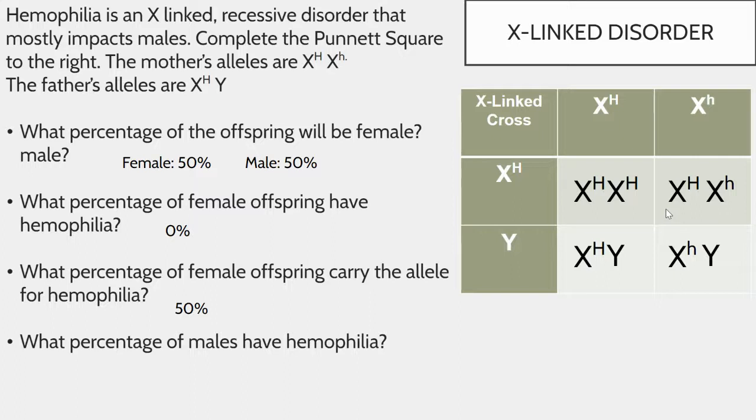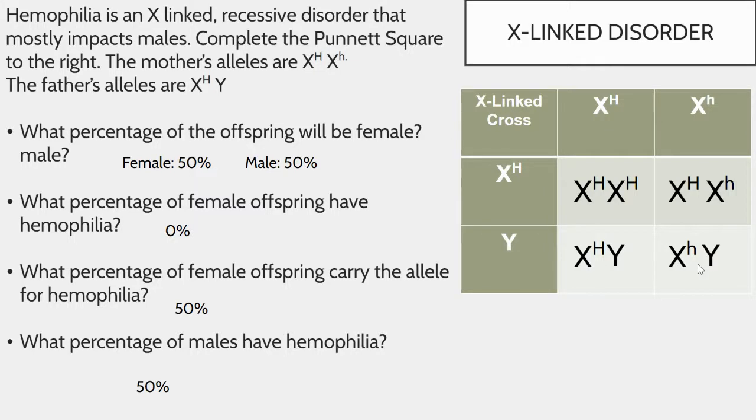What percentage of the males actually have hemophilia? Okay, of the males, there are 2 males, XY, and one of them has hemophilia, the one with the lowercase h, because hemophilia is X-linked and recessive. So he does, that's 1 out of 2 males, that's 50% of the male children of this couple would likely have hemophilia.